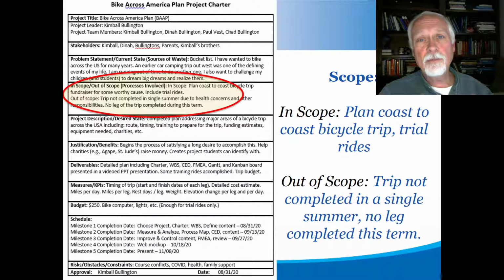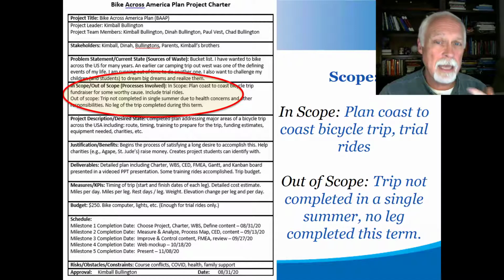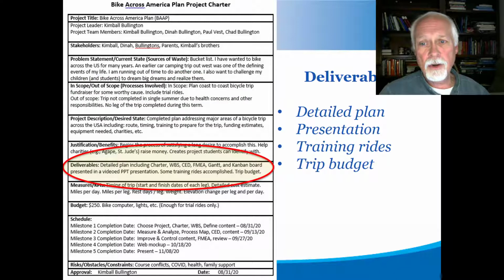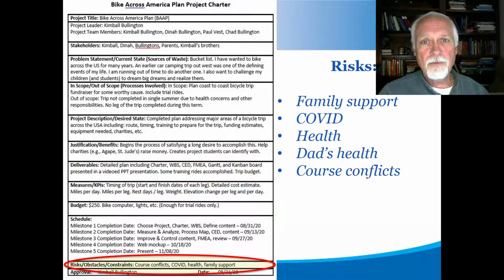The scope of this project is a plan for a coast-to-coast bicycle trip and some trial rides. The trip is not completed in a single summer, and no leg of the trip will be completed this term. The deliverables from this project will be primarily a detailed plan, a presentation, which you're seeing now, and some training rides, as well as a budget for the trip.